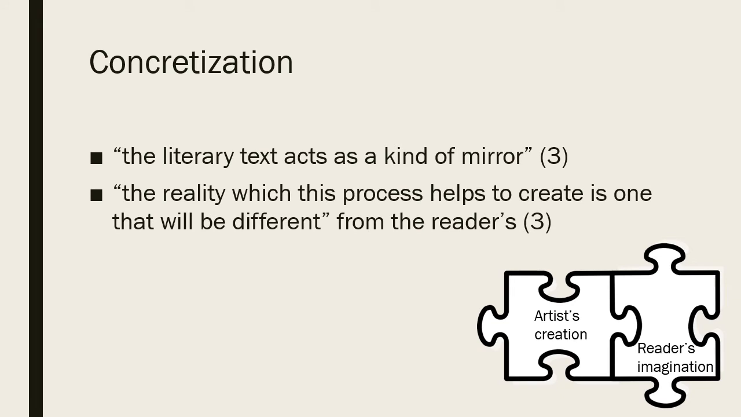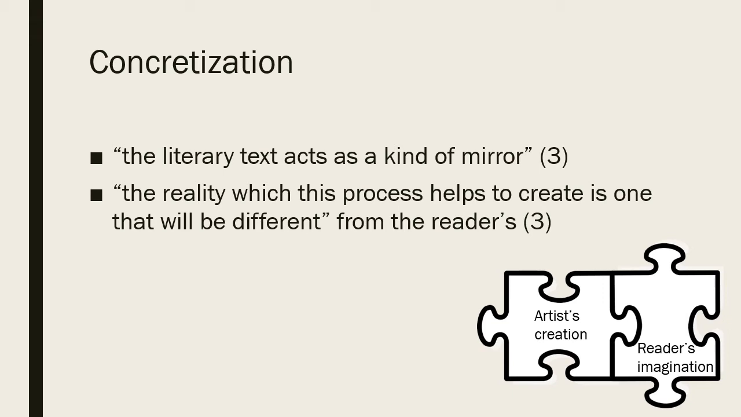But remember that the artist has created the other half. The artist has created a particular story that the reader has to participate in. So Iser writes, the reality which this process helps to create is one that will be different from the reader's. So the text is still going to be different from the reader's life or expectations. It is not the same story that the reader has lived. It is simply fleshed out by parts of the reader's imagination.